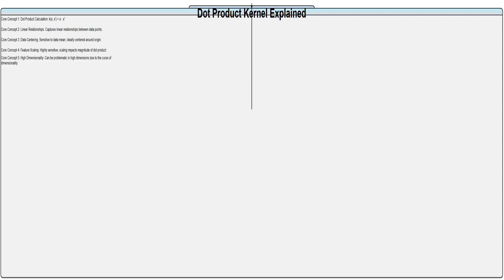I calculate the DotProduct kernel by multiplying corresponding elements of two feature vectors, x, and then summing the results. This gives me a single number representing the similarity between the two data points based on their features. Think of it like this: the more similar the features, the higher the dot product.